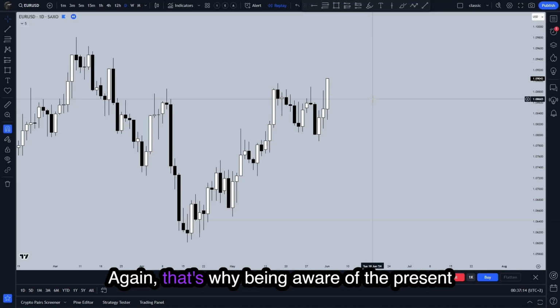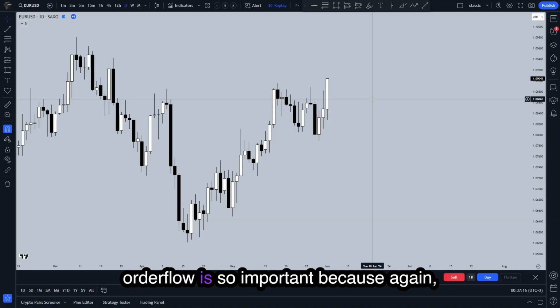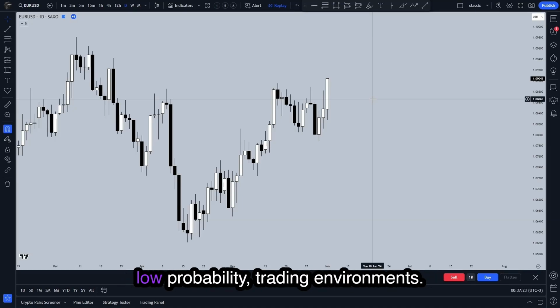Again, that's why being aware of the present order flow is so important, because, as in the previous video on trading conditions, it helps you to avoid low probability trading environments.